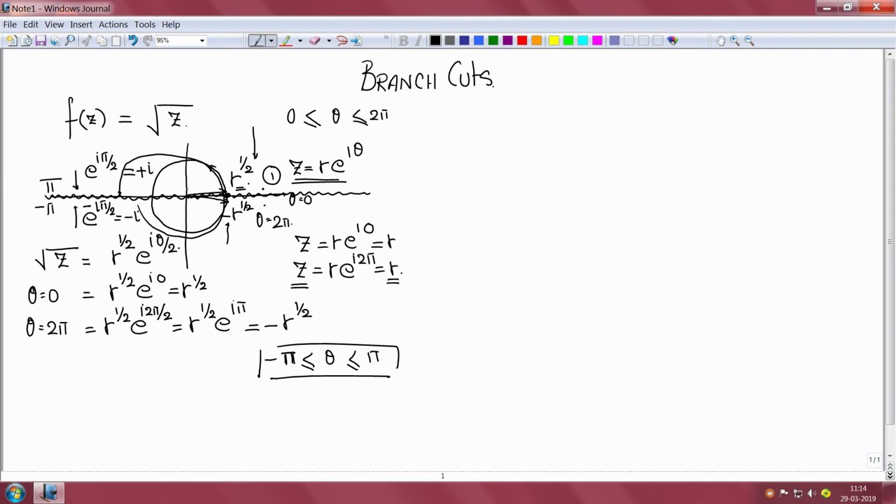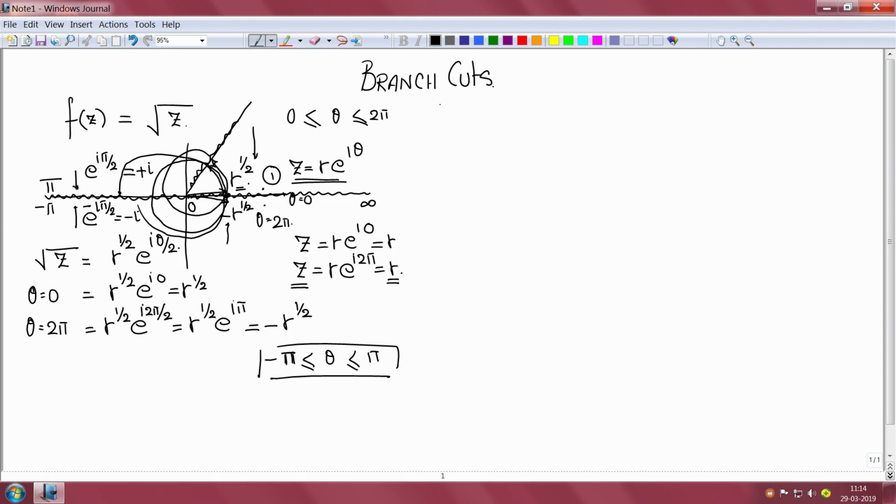If I start at some particular angle for theta, then that can become the line of discontinuity. I go around and come back, and this could be the line of discontinuity. So the choice is on theta. So that is as far as this branch cut going from 0 to infinity. It's an infinite branch cut.